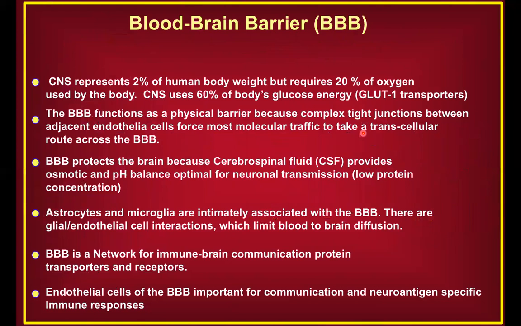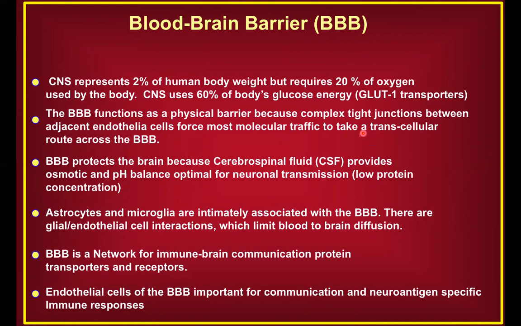Okay, so the blood-brain barrier. The brain and spinal cord represent 2% of the human body weight, but require 20% of the oxygen, and the brain uses 60% of the body's glucose energy. The brain has a number of GLUT1 transporters, which are the non-insulin sensitive ones, meaning they can always bring in glucose. So your brain takes in a lot of glucose. This blood-brain barrier is a physical barrier because of all these tight junctions, those purple little boxes you saw on the slide before, and it forces most cellular traffic to move in between the cells.